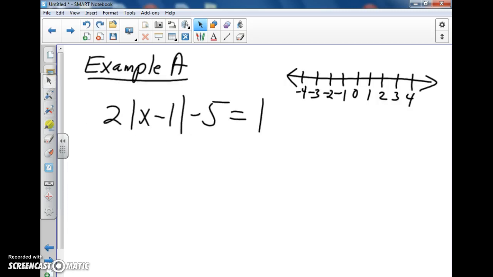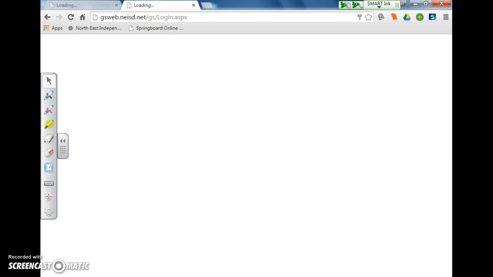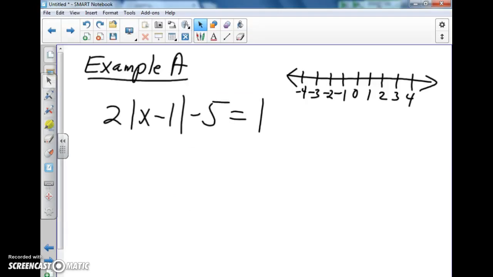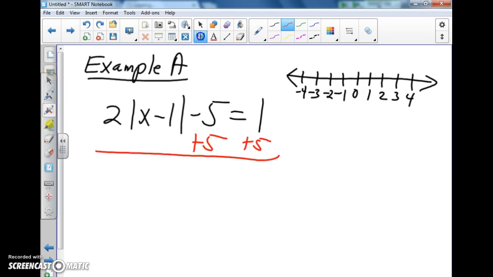You're solving for this absolute value equation. Is the absolute value by itself? No, it is not. What do you have to do first to get it by itself? Add 5 to both sides. That's what you just saw in the film. And I just messed up here. Let's try this again. Add 5 to both sides. So we're adding 5 and we're adding 5.